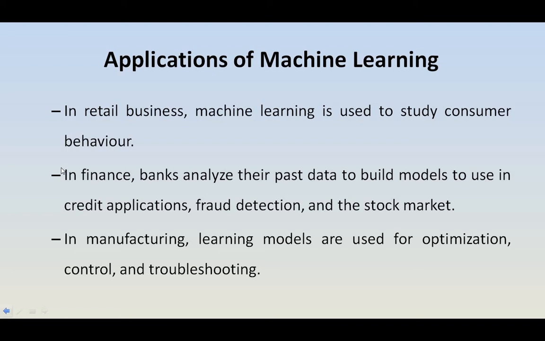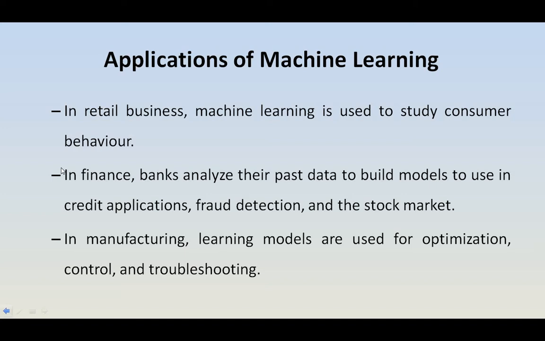And the second one is the finance sector and banks. In the finance sector and banks, based on their past data, they can build models for predicting the future, how the business will be. They can also develop credit applications, fraudulent applications can be detected, and stock market prediction can also be done. So based on the past data of the finance sector, they can maintain credit applications, fraud detection, as well as stock market prediction. So the finance sector is the second application.